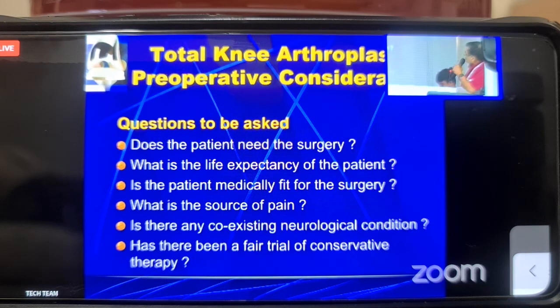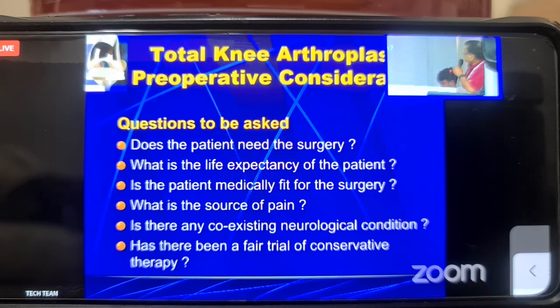Now, I think this is an important slide. The questions to be asked before embarking on total knee replacement. The first one is, does the patient need the surgery? So, what is the life expectancy of the patient? Is the patient going to outlive the implant? That is something you'll need to address. Also, the patient who is too old and doesn't have sufficient years to live, perhaps that is also a contraindication. Is the patient medically fit? You don't want a medical emergency trying to save the knee. So that's again an important question.